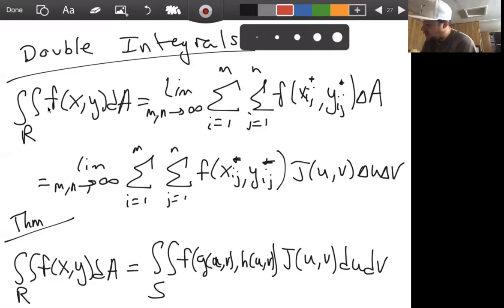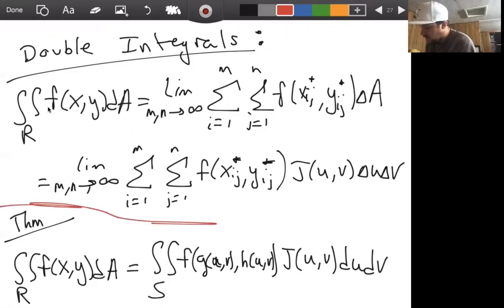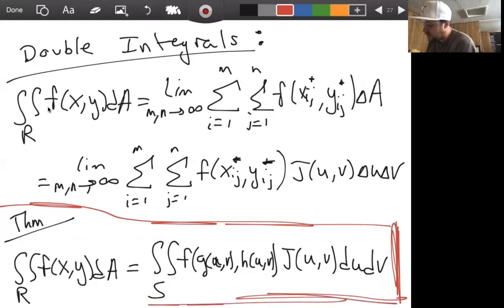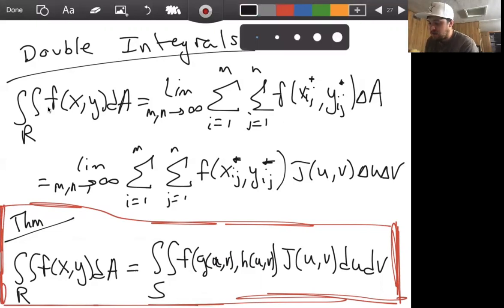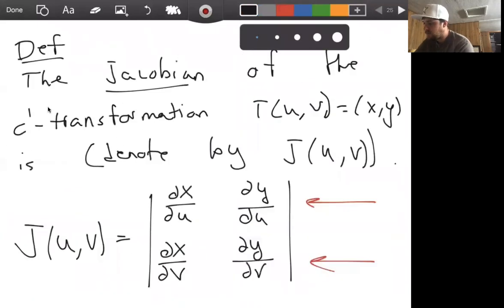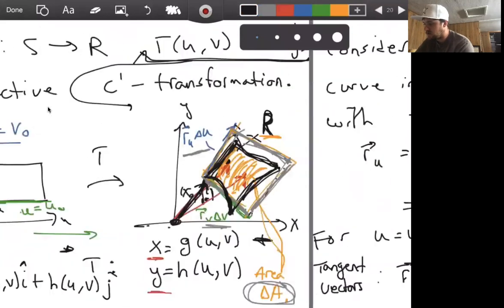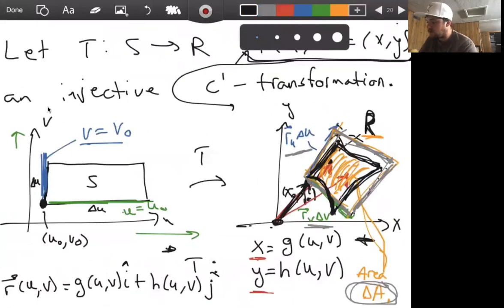And so now we can talk about calculating integrals via a change of variables using Jacobians. So what this is saying is that you want to find the double integral over some region R. Let's look back to our picture here. Say you want to find the double integral over this region R here. Over this region R, maybe it's really complicated. We can find the double integral over the region S, which is a much nicer region.